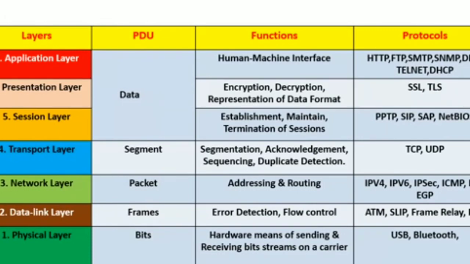The last layer will be the application layer, and the functions performed will be the communication made between the human and the machine interface. The protocols used will be HTTP, FTP, SMTP, SNMP, DNS, Telnet, and DHCP. These 7 layers are used to make communication between the human and the machine interface.